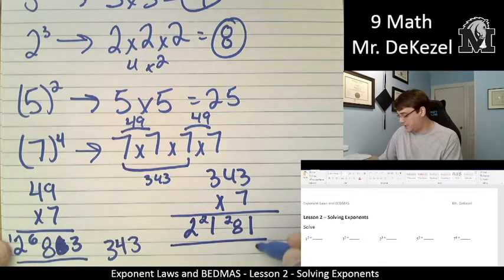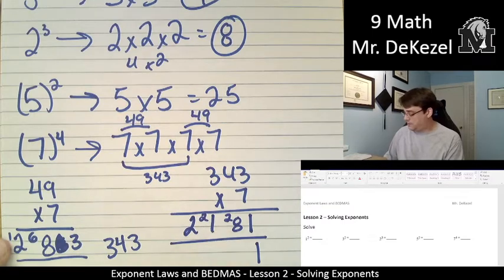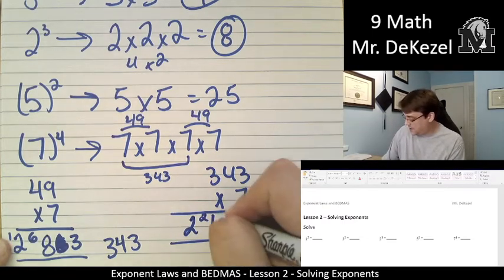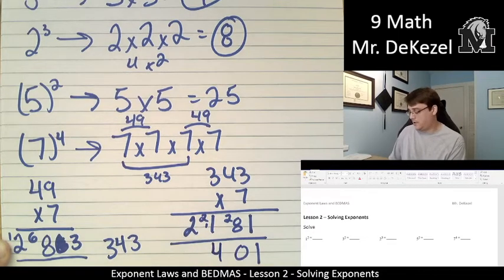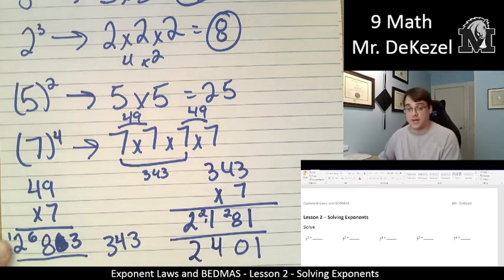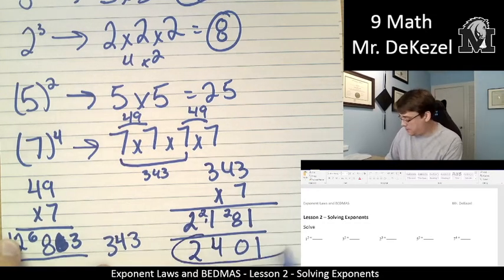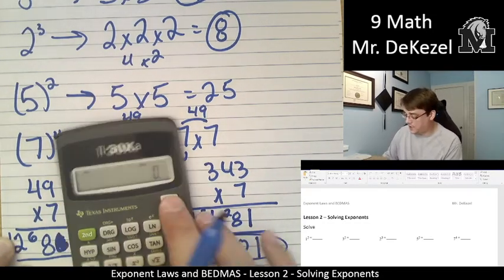So 1, it's added to nothing. That's just good right there. 2 plus 8 is 10. So I have a 0, and I bring a 1 over to be added to this next column as well. So 2 plus 1 plus 1 is 4. And then I bring my 2 down. I have 2,401. You can go ahead and confirm in our calculator.